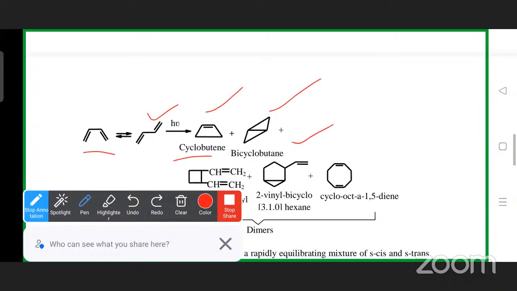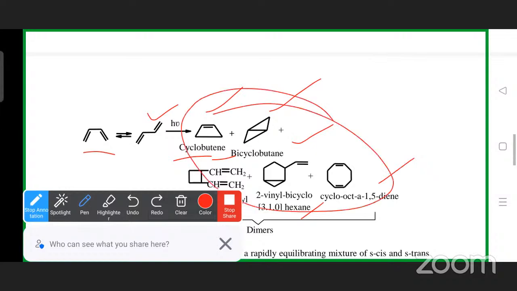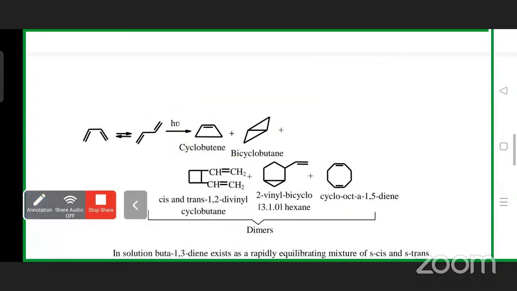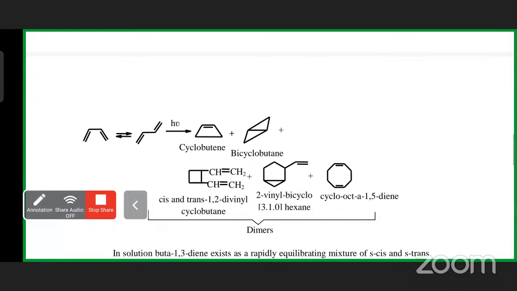bicyclobutane, and here the diolefin, and vinyl bicyclohexane and cycloocta-1,5-diene. So all these products are possible with this particular butadiene reaction.